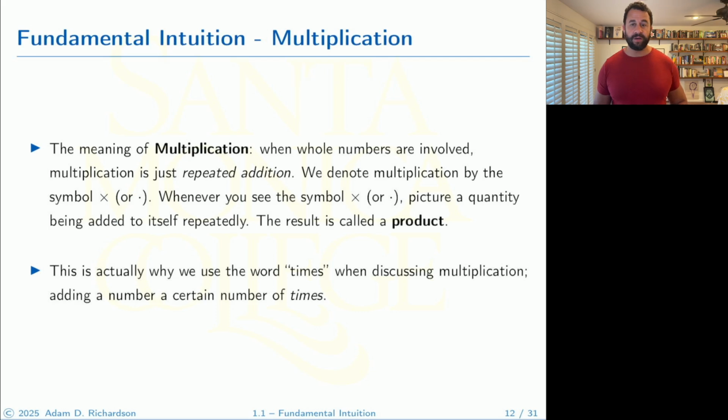Okay, now let's talk about multiplication. What is multiplication? Well, when whole numbers are involved, multiplication is really just repeated addition. It's adding something a certain number of times. We denote multiplication by this little cross symbol or just a simple dot, and the dot is mainly just to save us a lot of messy notation. So you'll see either of those two symbols used. Whenever you see them, I want you to think about a quantity being repeatedly added to itself.